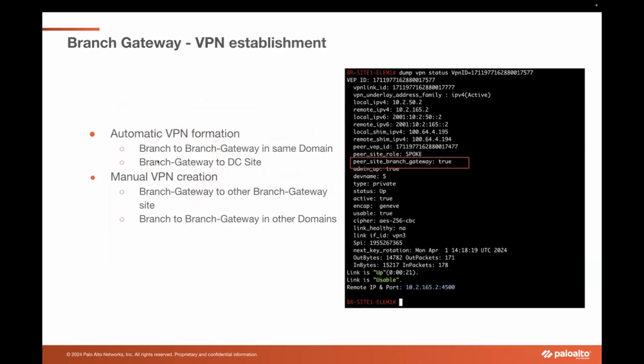Like Bill mentioned, branch to branch gateway is automatic in the same domain. Branch gateway to DC tunnels are also automatic. But if you want to build a branch gateway to another branch gateway, or a branch in the US domain to a branch gateway in the Europe domain, then you have a single click to do a manual VPN creation. So it's not automatic.